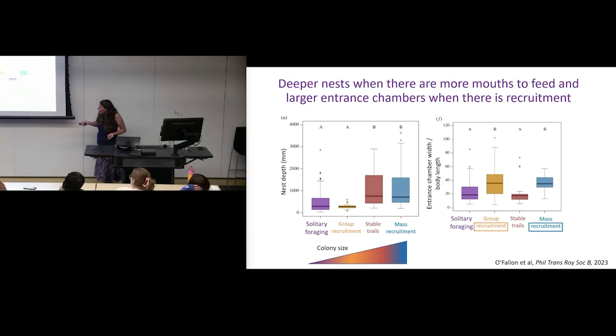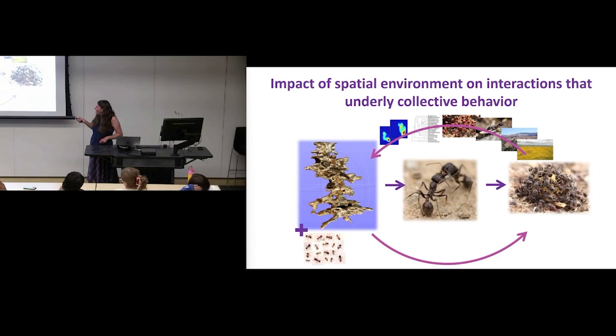We now have a start of an understanding of how the collective behavior of ants that emerges from interactions, which are influenced by the spatial environment, can influence and determine the spatial environment in which all this happens. And so this is a really nice system to look at this feedback.